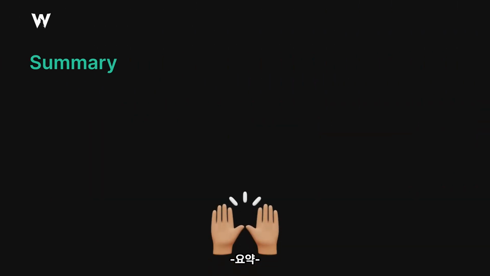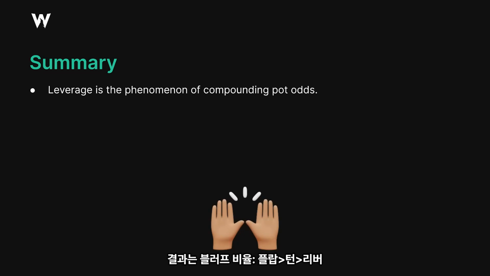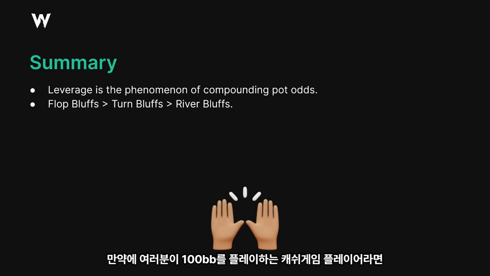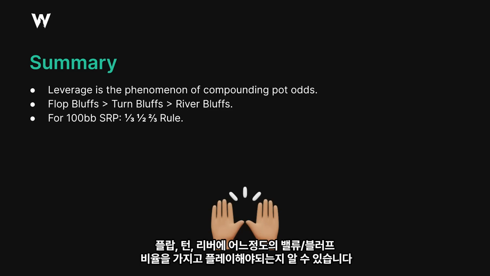Let's summarize. So leverage is the phenomenon of compounding pot odds over multiple streets. And the result is that you should have more flop bluffs than turn bluffs than river bluffs. Now, if you're a cash game player who's mainly playing 100 big blinds in single raise pots, you can use the 1/3, 1/2, 2/3 rule. This is a simple rule of thumb that tells you approximately what portion of your range should be value bets on flop, turn, and river.